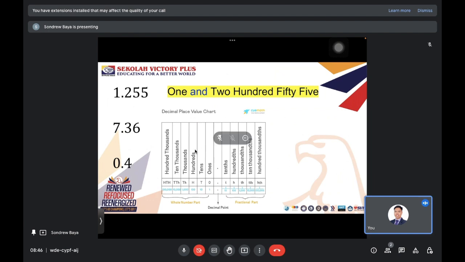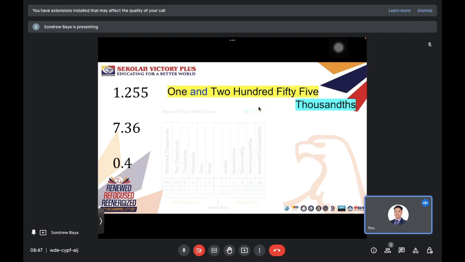So in this case, we go back to this. This is now 1 and 255. Since there are 3, if this was a whole number, we read this as 100, 200. But then in the decimal, this is thousands. So we say 1 and 255 thousands. And this is the proper way of reading decimals.